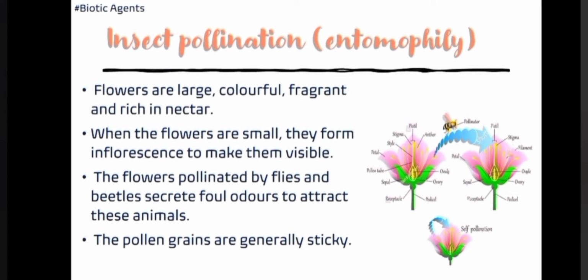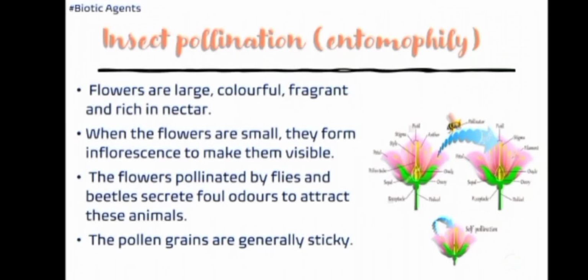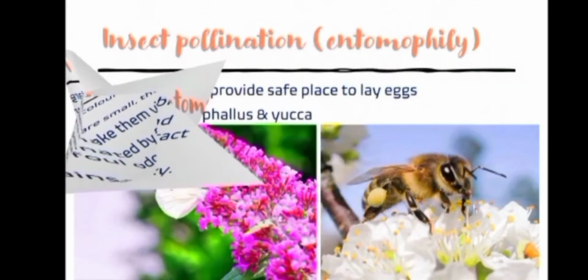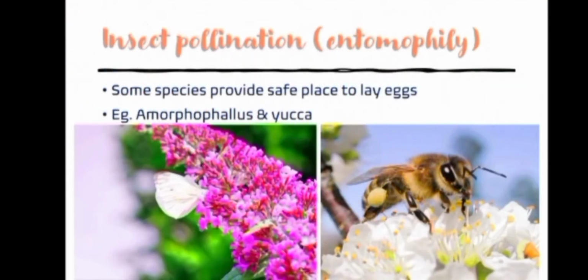Flowers are large, colorful, fragrant, and rich in nectar. When the flowers are small, they form inflorescences to make them visible. The flowers pollinated by flies and beetles secrete a foul odor to attract these animals. The pollen grains are generally sticky. Some species provide safe places to lay eggs. Example, Amorphophallus and Yucca.